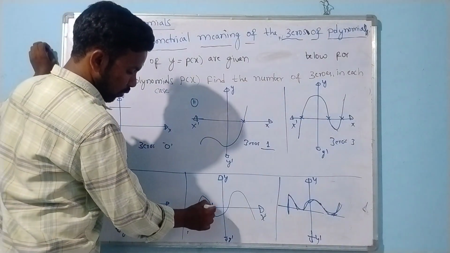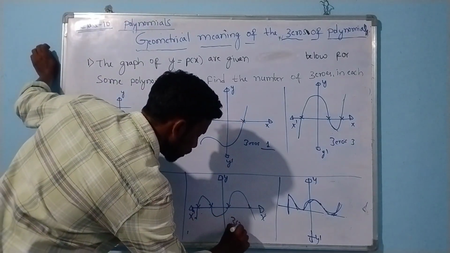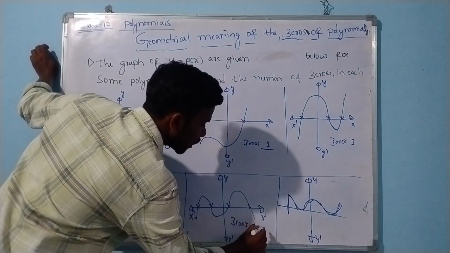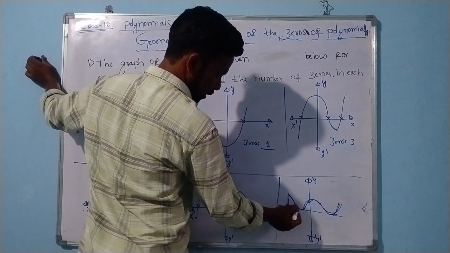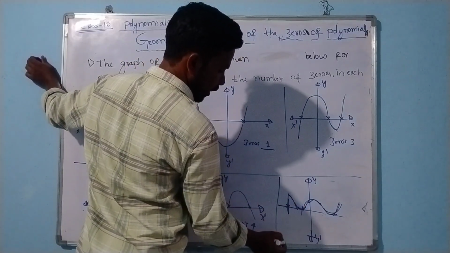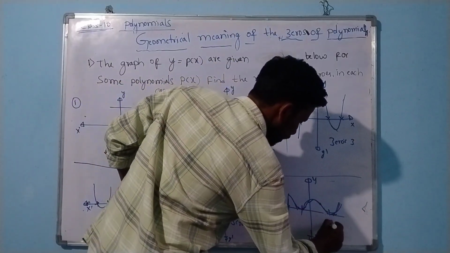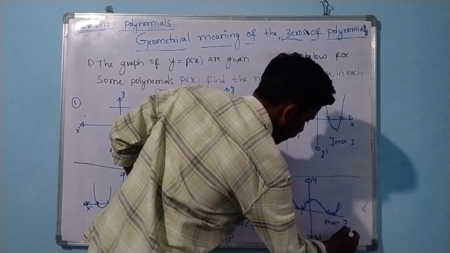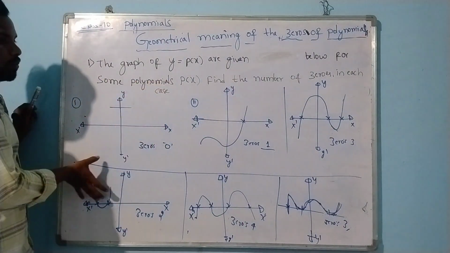Here 1, 2, 3, 4. So zeros here is 4. Here see, you have to consider only one point here. 1, 2, 3. So zeros here is 3. I hope you understood this concept.